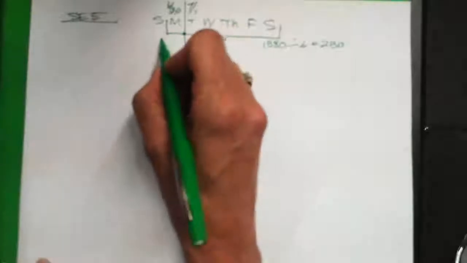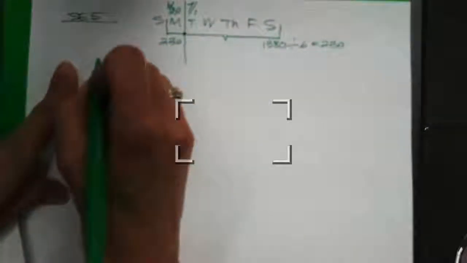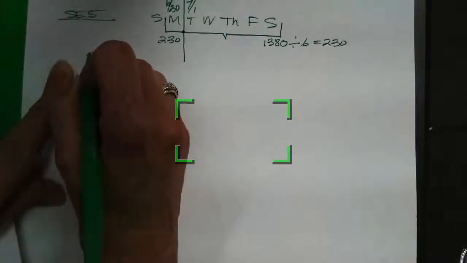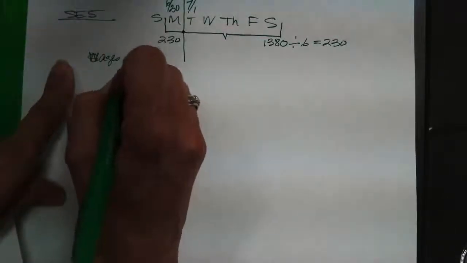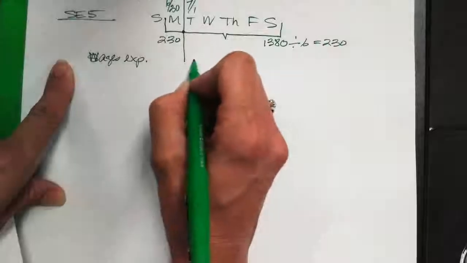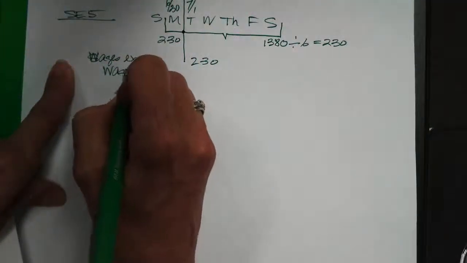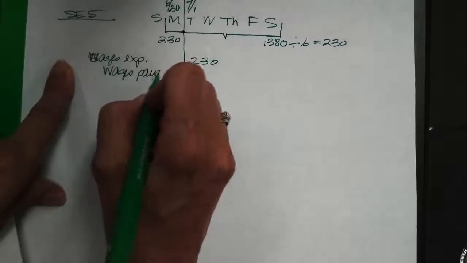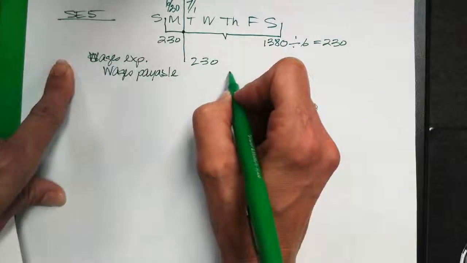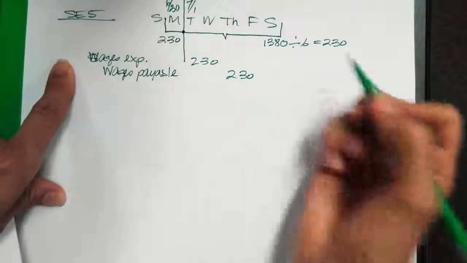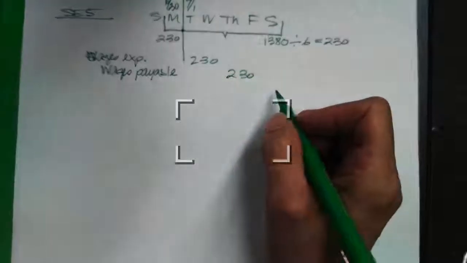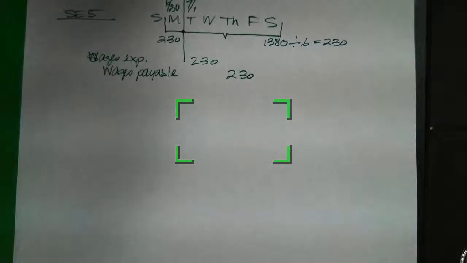Okay, so $230 belongs in June. So we need to make an adjusting entry, okay, that debits wages expense for $230 and credits wages payable. Notice that we normally make a separate account for wages payable. Okay? All right, let's look at SE6.